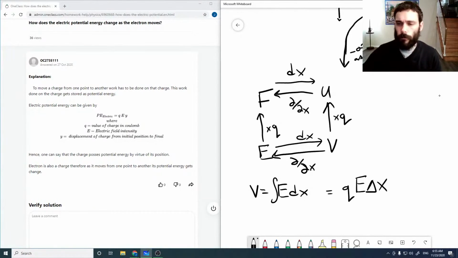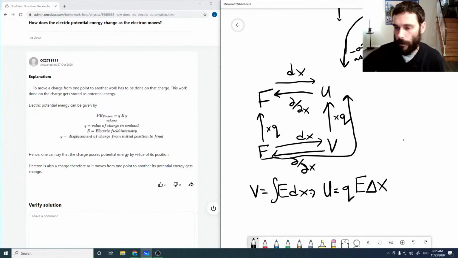And so, this would lead to your potential energy being QE delta x by going this way around this little box, which is also true, but just expressed from the electric field. So if you know the electric field, then you can get the potential energy that way.